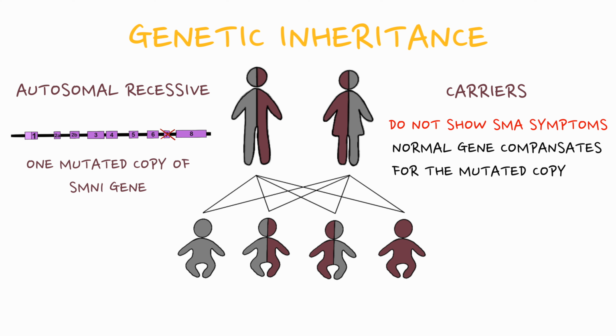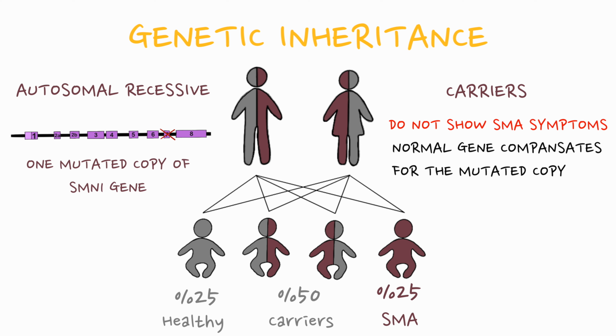There are 3 possible combinations of gene inheritance, as follows. 25% chance: the child inherits one normal copy of the SMN1 gene from each parent and does not develop SMA; the child is also not a carrier. 50% chance: the child inherits one normal copy of the SMN1 gene from one parent and one mutated copy from the other parent, making the child a carrier of SMA but not affected by the disorder.